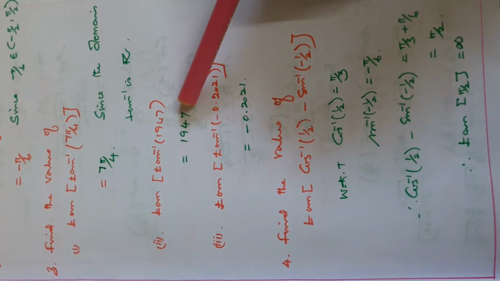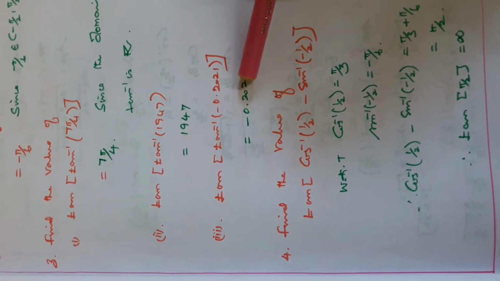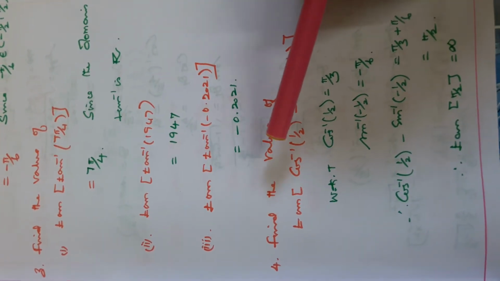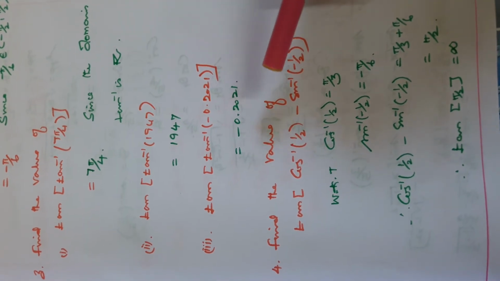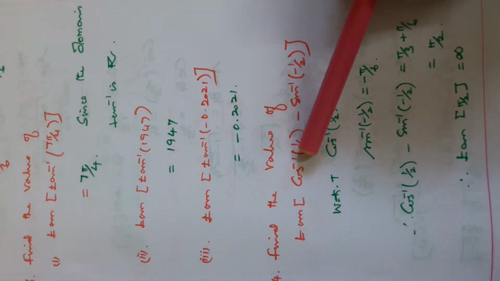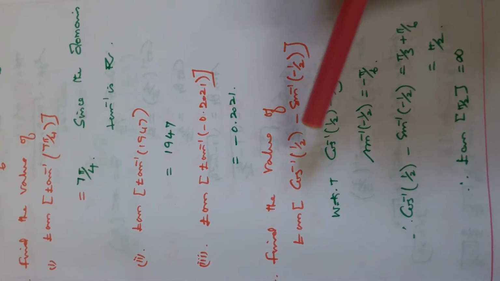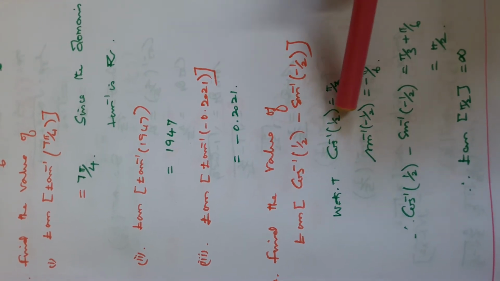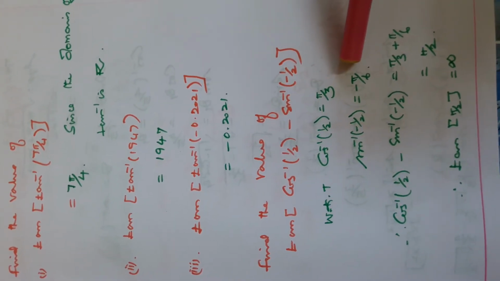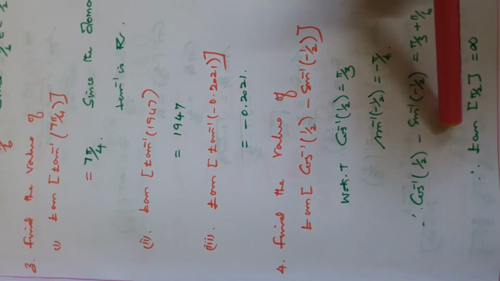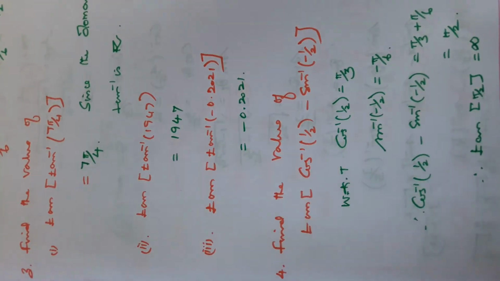Here it is 1947 and here it is minus 0.021. And find the value of tan of cos inverse of 1 by 2 minus sin inverse of minus 1 by 2. So we have to convert this number in terms of tan. So cos inverse of 1 by 2 equal to pi by 3, we know. Like that, sin inverse of minus 1 by 2 is minus pi by 6. So the answer is pi by 2. The final answer will be tan of pi by 2 equal to infinity.